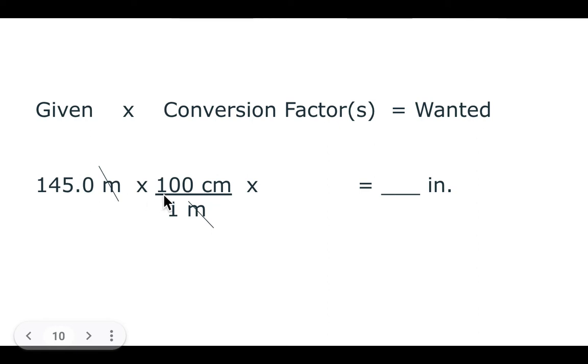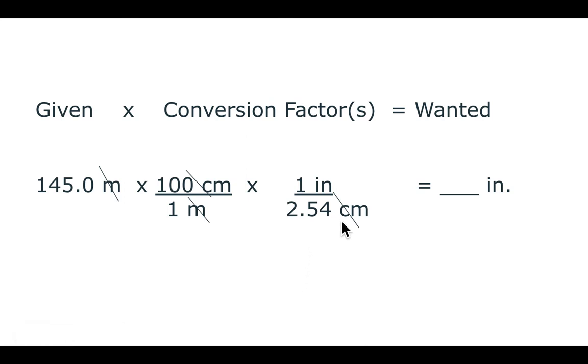If we did 145 times 100, that would leave us with centimeters. We would have converted to centimeters, but we want to get to inches. So we have to use that second conversion factor. Here is that second conversion factor: 2.54 centimeters equals an inch. Again, notice we can cancel units.